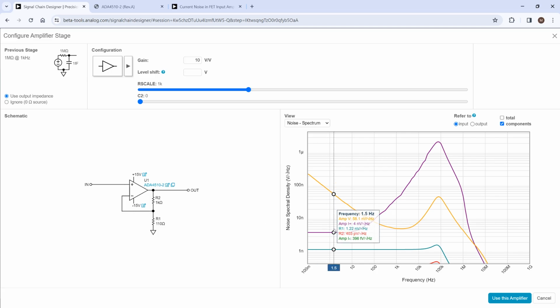So let's look at our graph. This purple line here on our graph says amp I plus. That stands for the current noise at the positive input. And we can see that it ramps up here. And that may be something new or unusual to you. Until recently, we did not put current noise graphs for FET input parts into our data sheet.